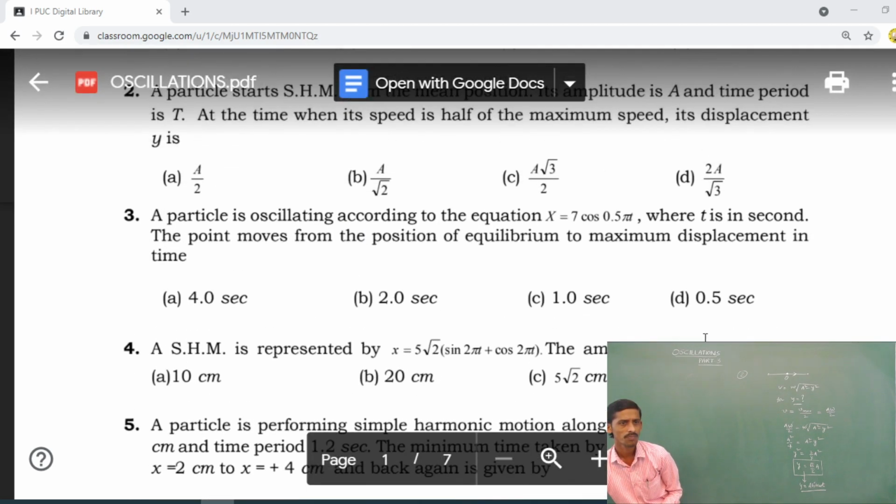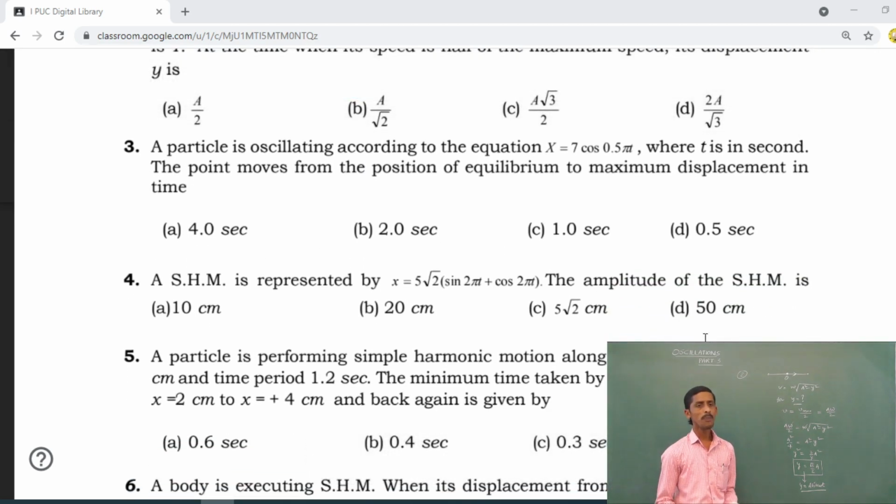Question number 3. A particle is oscillating according to the equation x is equal to 7 cos 0.5 pi t, where t is in seconds. The point moves from the position of equilibrium to maximum displacement in time. The equation is given and the question is very simple. In how much time will the particle go from equilibrium to maximum displacement?